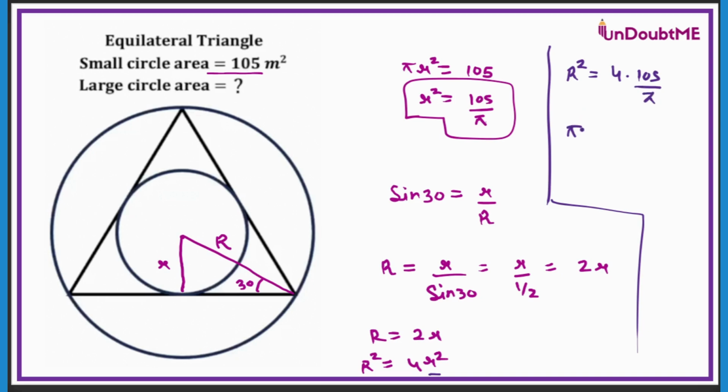The area of the big circle will be pi R square, and that is pi times 4 times 105 over pi. Pi cancels and it will be 4 times 105, that is 420 meter squared. So this was the easiest approach to solve this question.